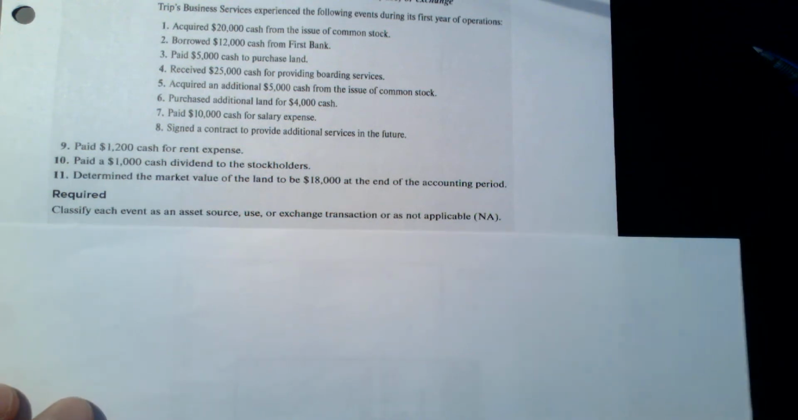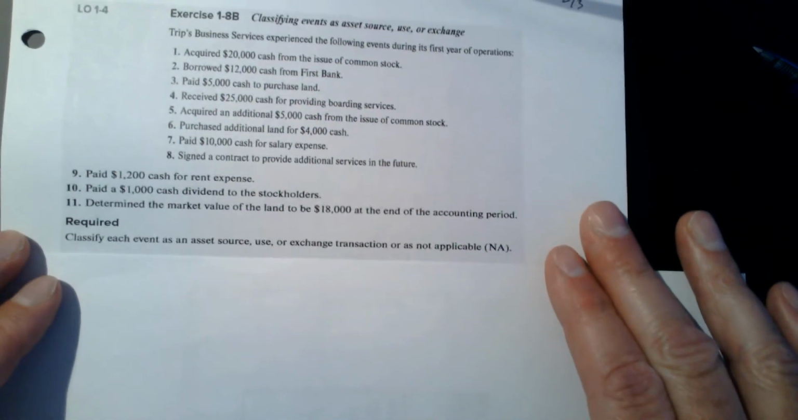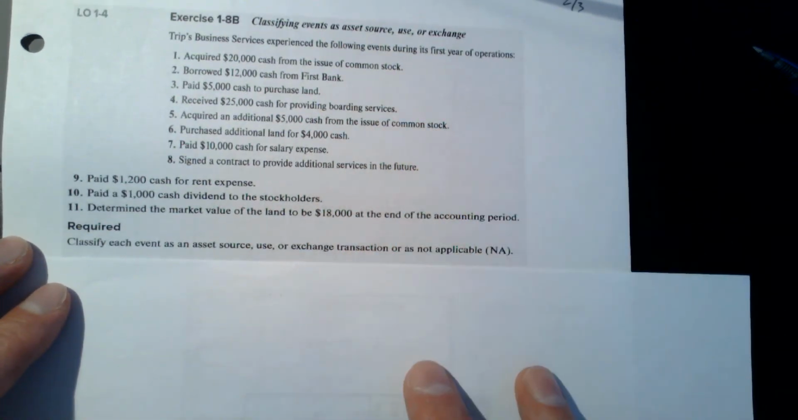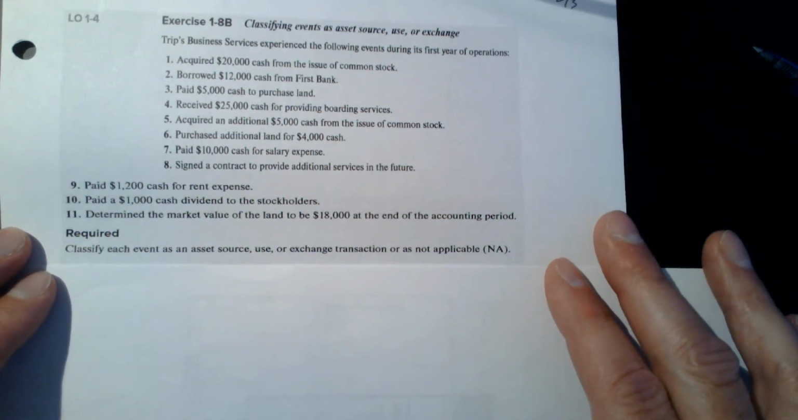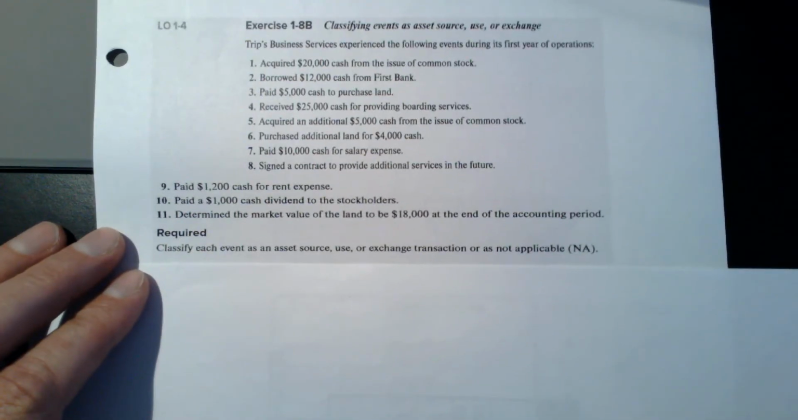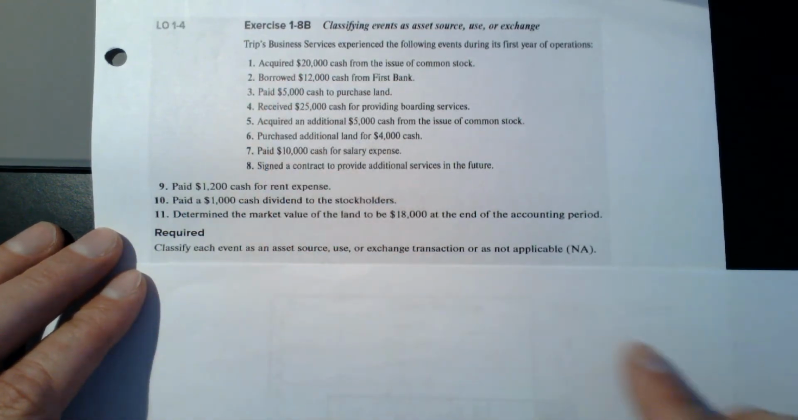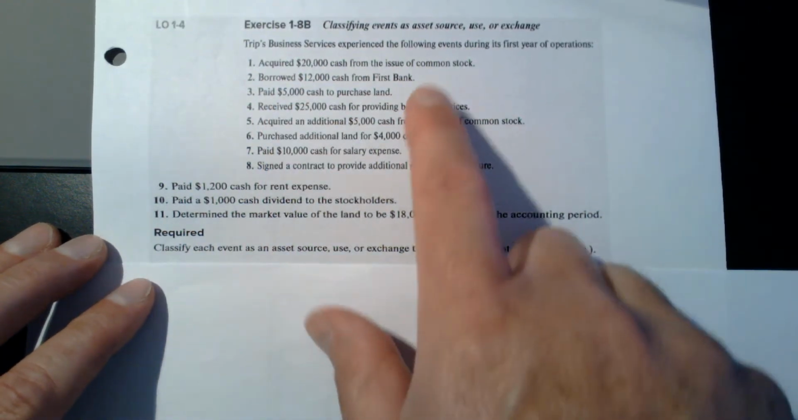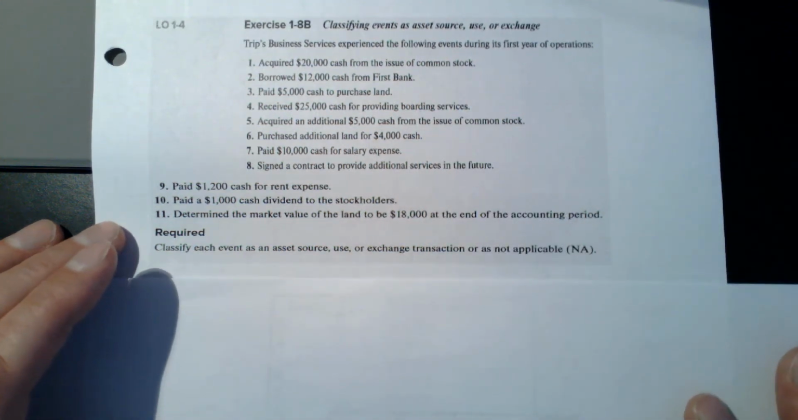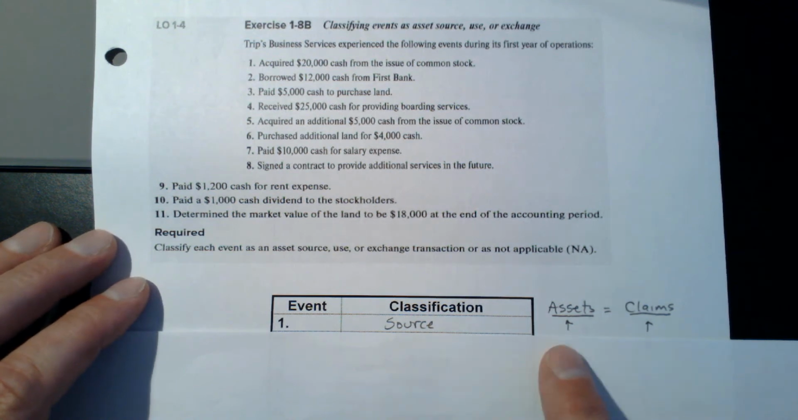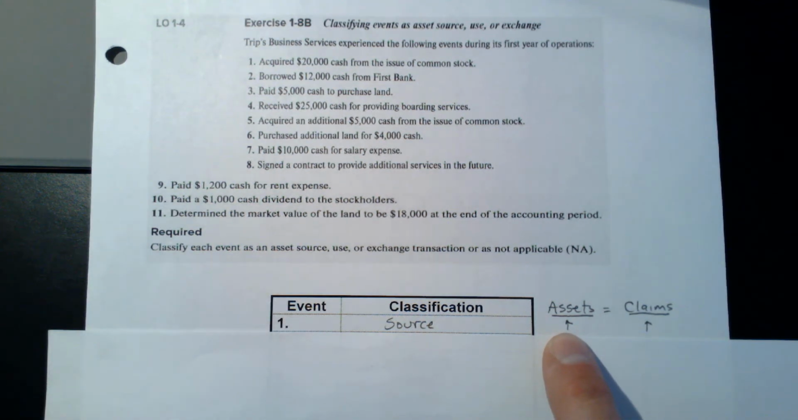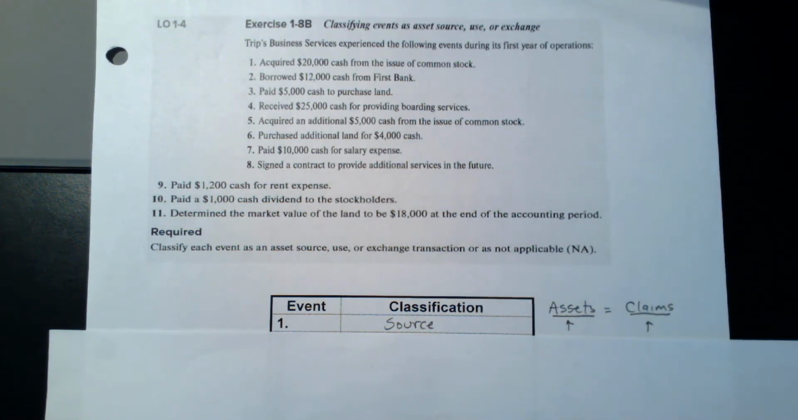Next one, 1-8b, has us classifying events as an asset source, use, or exchange. So what type of transaction is it? In the first one here, we acquired $20,000 cash from the issuance of common stock. I would say that would be a source transaction because assets are going up. It's a source of assets. Cash is coming into the business. Assets go up and claims go up, both sides of the equal sign.